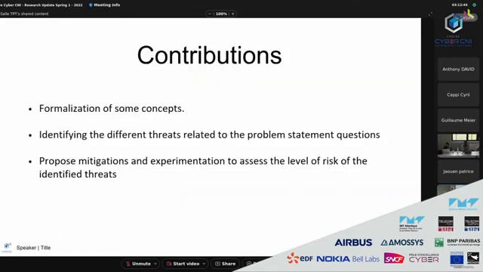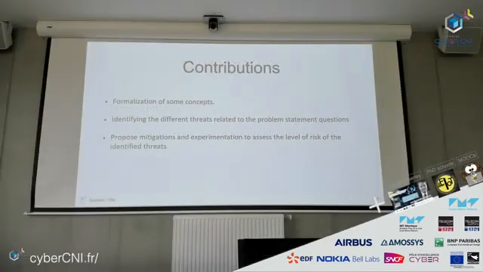So in this contribution, we first start by formalizing these concepts. We made this formalization to understand the issues that were presented in papers. Also, this formalization helped us to clearly identify the different threats related to the questions we asked. And finally, we propose some mitigations and experiments to assess the level of risk of these threats, and we test the usefulness of these mitigations.